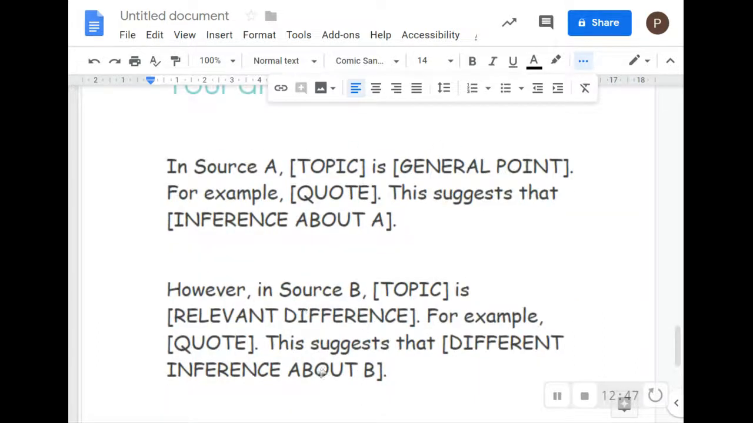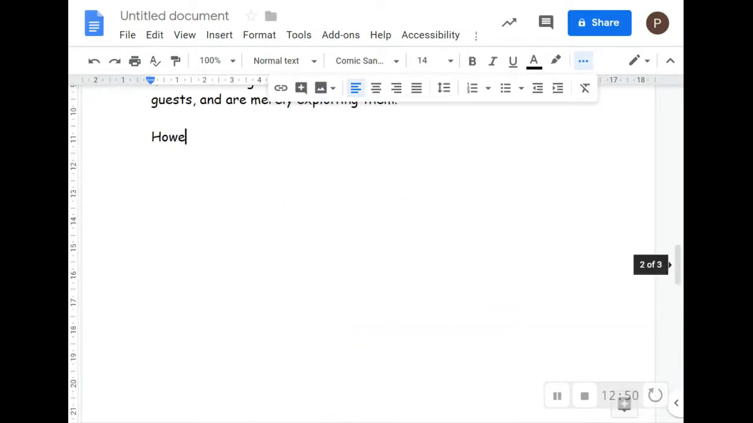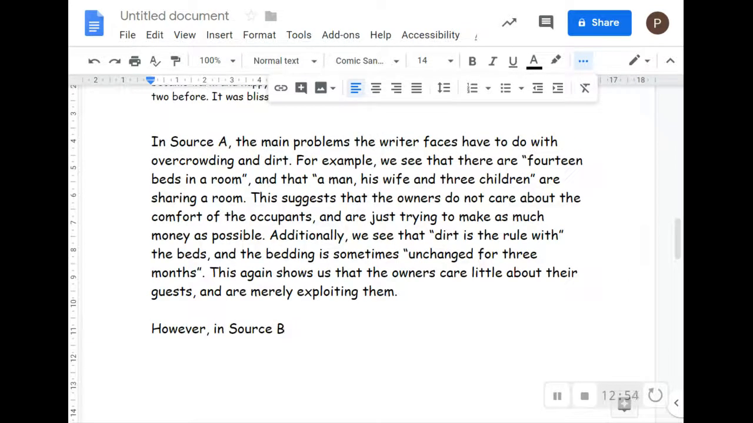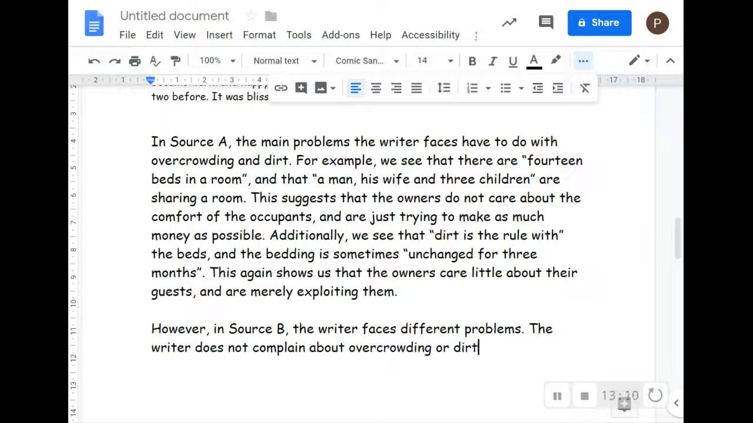For source B, I need to do the same thing, but find differences. However, in source B, the writer faces different problems. The writer does not complain about overcrowding or dirt. Instead, the writer complains about the cold. There is my point. Now, I've got a couple sentences of transition here to make it clear that I'm changing to talk about the other subject. And now I've got my point.